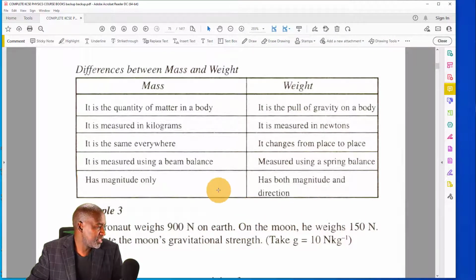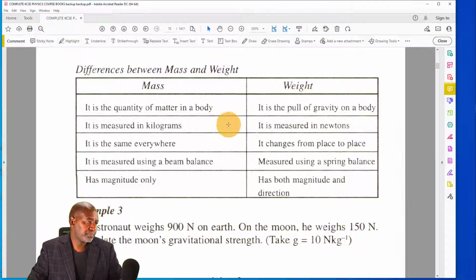Other differences include how they are measured. Mass is measured using a beam balance. Weight is measured using a spring balance. Mass has magnitude only, but weight has both magnitude and direction.